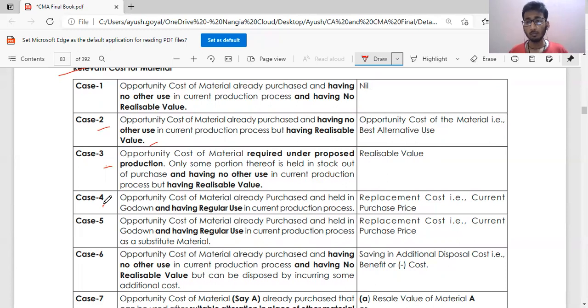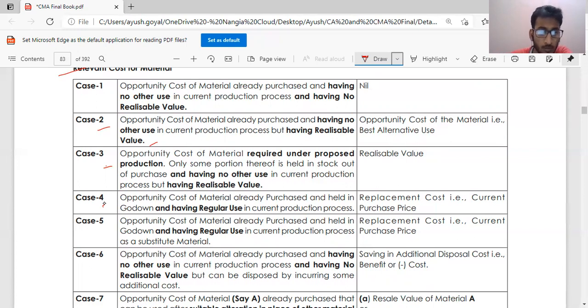I hope you got the point. Suppose you require 10 kg of raw material, and 20 kg of raw material is there in your inventory, but that 20 kg is required for day-to-day business. If you take 10 kg from there, you need to buy for the daily business from the market. You still need to spend the amount to buy the material. That's why I am saying, if that material is regularly used for the normal business, the relevant cost for you would be the cost of the material, or the purchase price of the material. I hope you got the point.